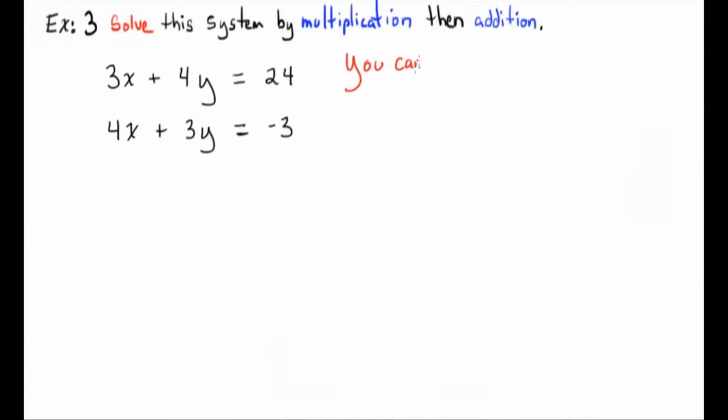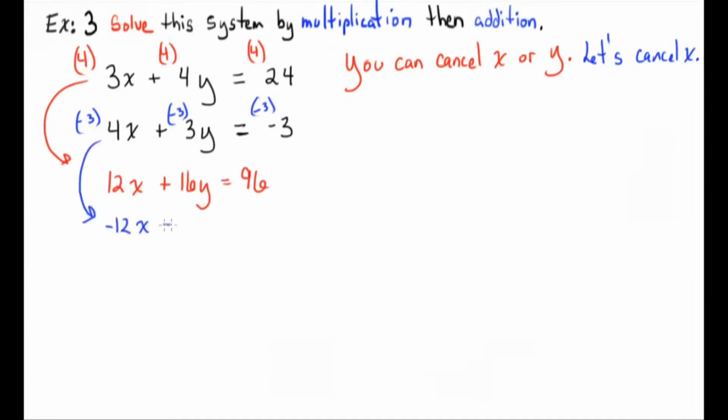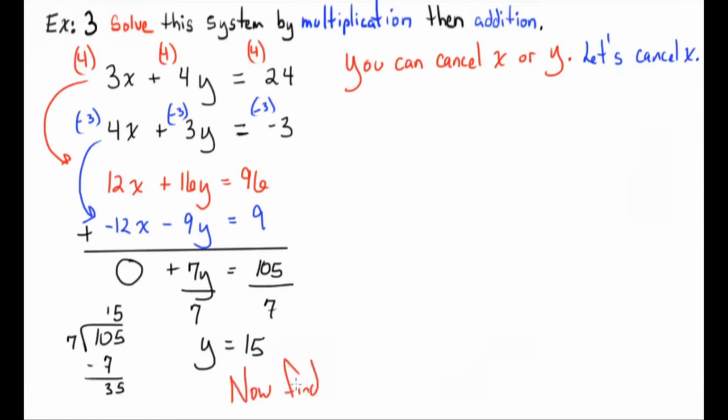Example 3. This time, we can't just multiply one equation. We have to multiply both equations and then add them so that we get one of the variables to cancel. So if I multiply the top equation by 4 and the bottom equation by 3, the x's will cancel. And then I can solve for y. Y equals 15.